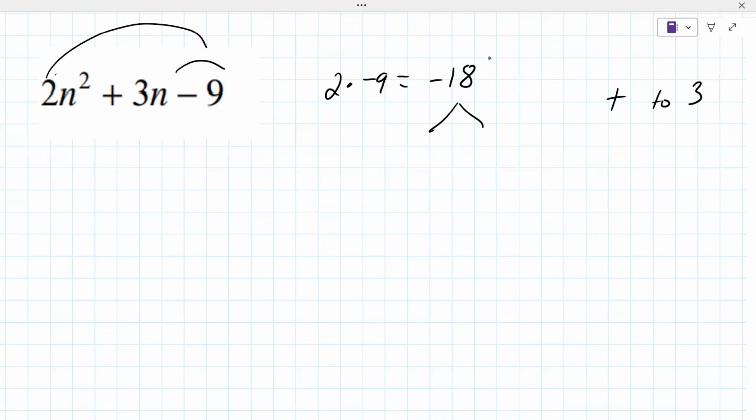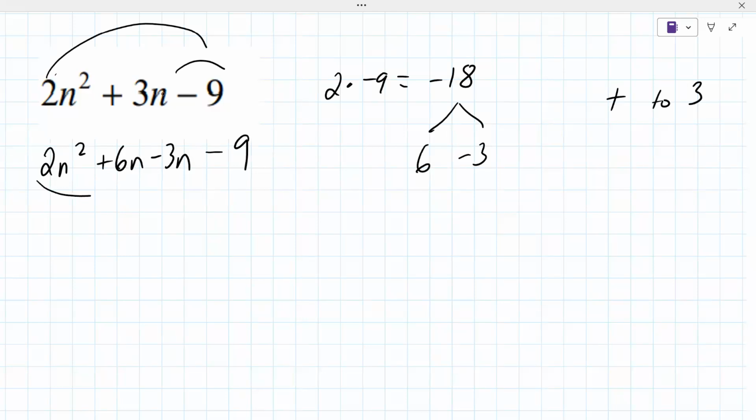6 minus 3. So 6 and minus 3, that worked. So this time we're going to go 2n squared plus 6n minus 3n. Notice 6n minus 3n becomes 3n minus 9.